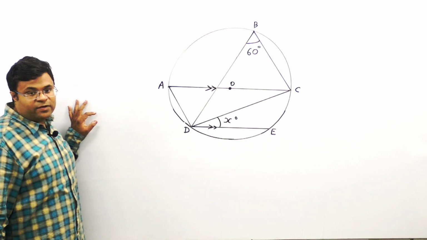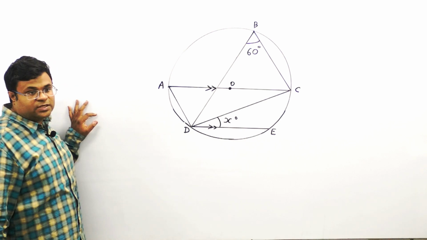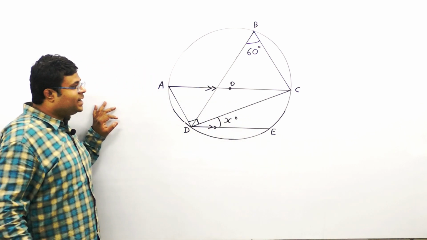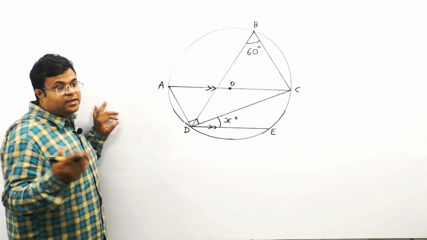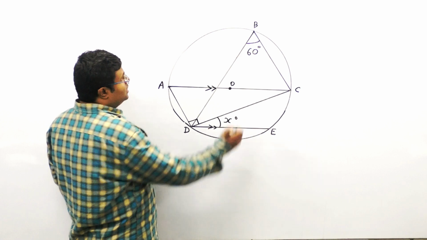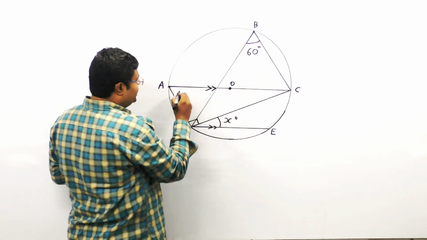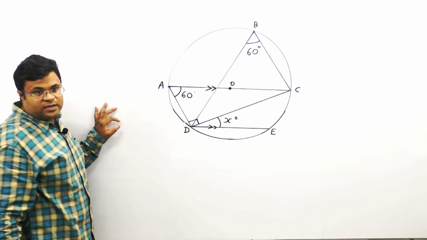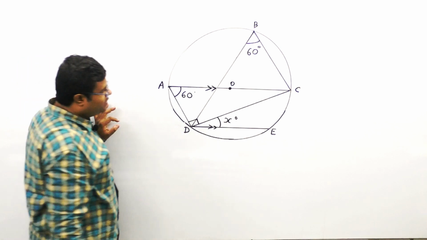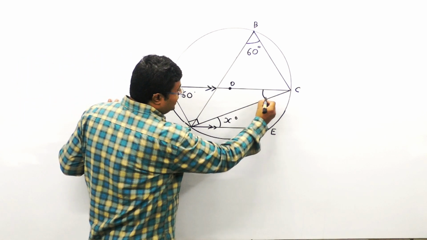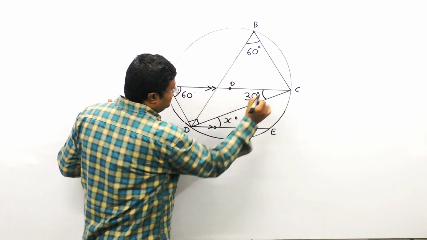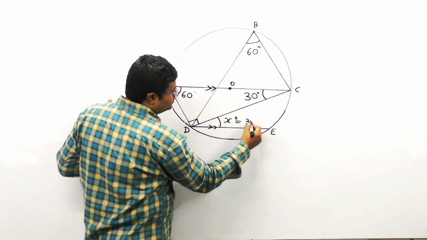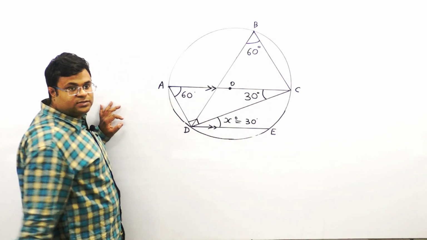Alright, let's quickly have a look at this question. How do we solve this question? This angle ADC is 90 degrees. Why? Angle in a semicircle. Now if this angle B is 60 degrees, this will also be 60 degrees, angles in the same segment. Very good. Now this angle is 30 degrees because of the angle sum property. And by alternate angles, this will also be 30 degrees. Got it?